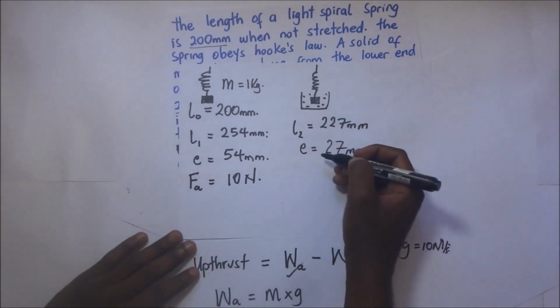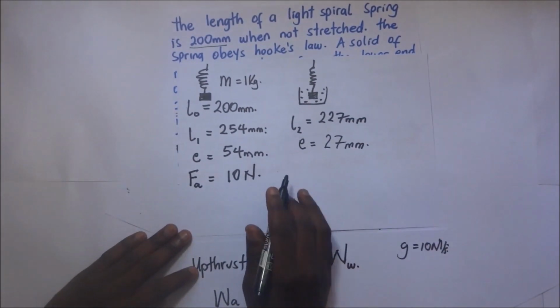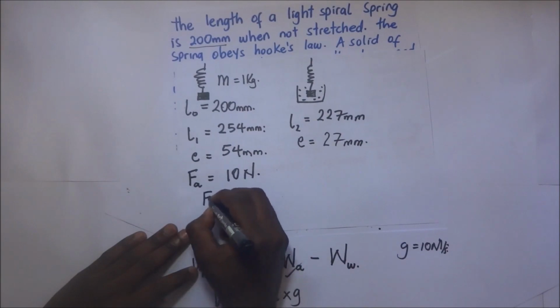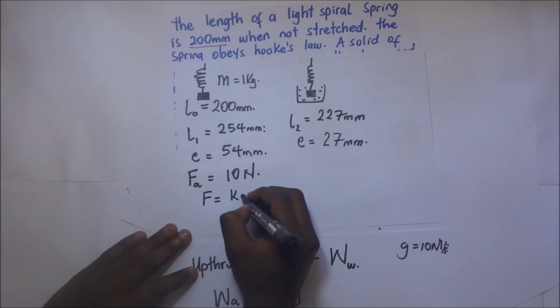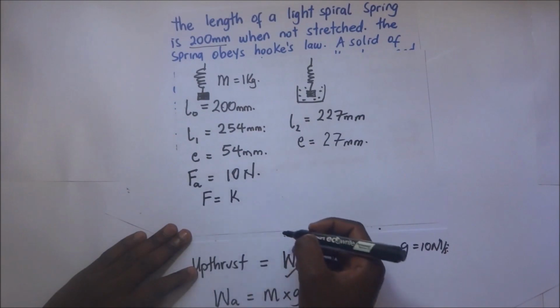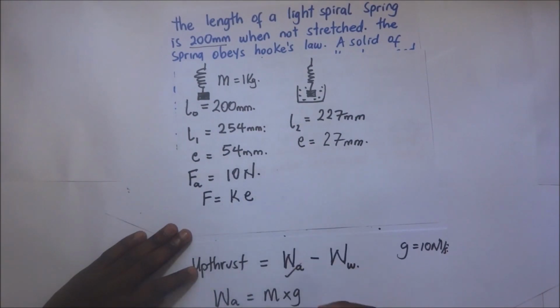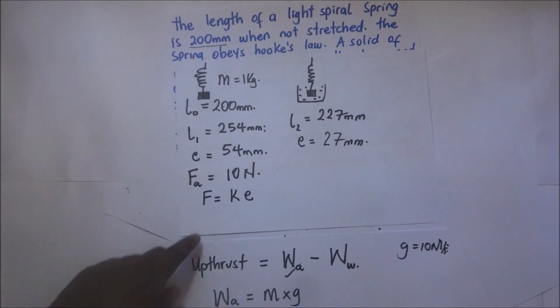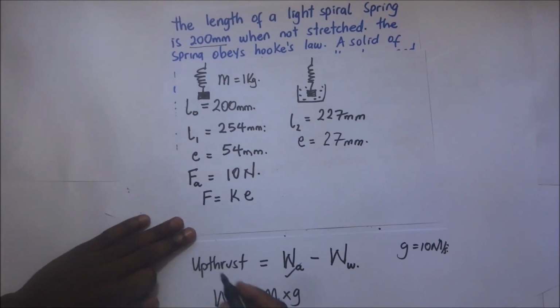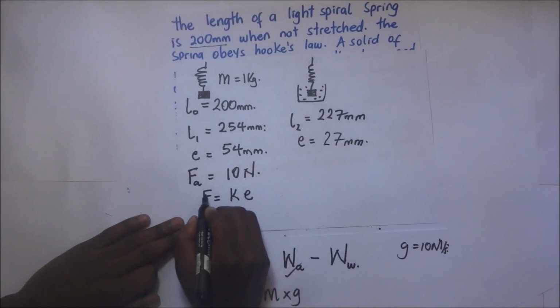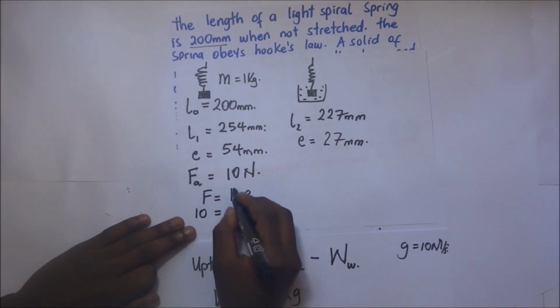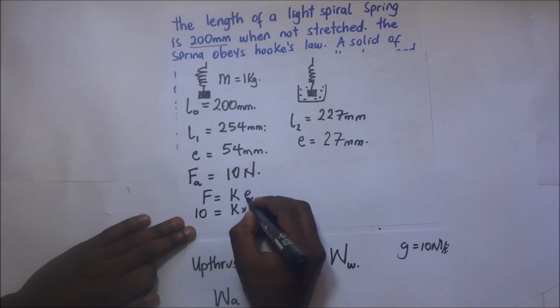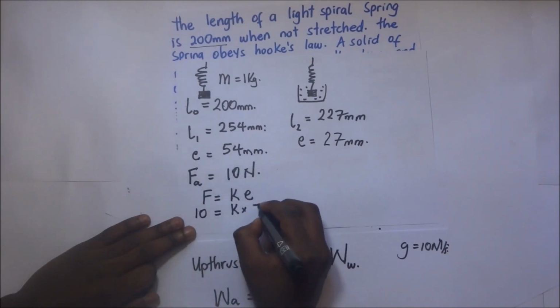Of course, from here we know that Hooke's law is given by force equal to K, the spring constant, times the extension. This is on the assumption that you have covered Hooke's law and you understand what I'm doing. I'm not going to go so much into the details of Hooke's law and how it all comes about. So F, in this case the force or the weight in air, we got as 10. 10 is equal to the spring constant K times the extension. The extension here is 54 millimeters.